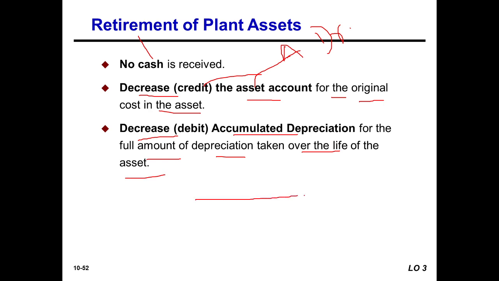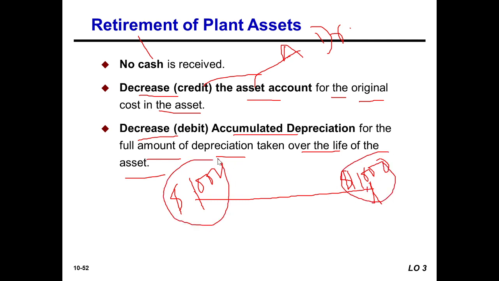Again I can express this matter. Suppose we have purchased our asset for $1,000, and our accumulated depreciation is suppose $1,000. If we dispose of this asset, the accumulated depreciation will be debit and this asset will be credit. Okay. So we move to the next slide.